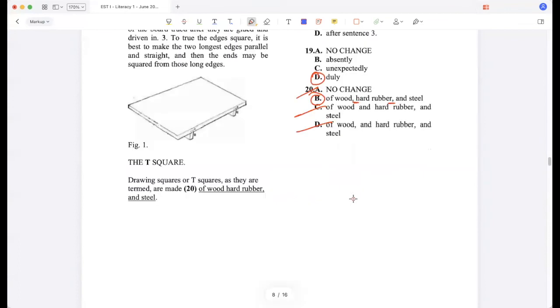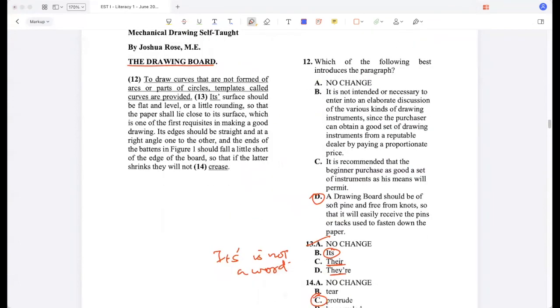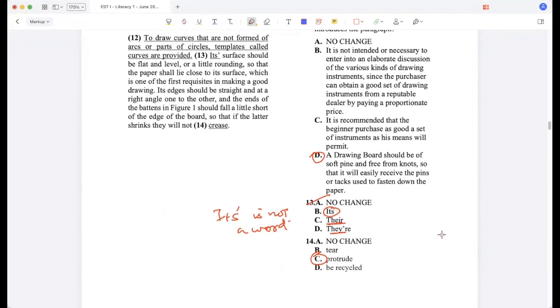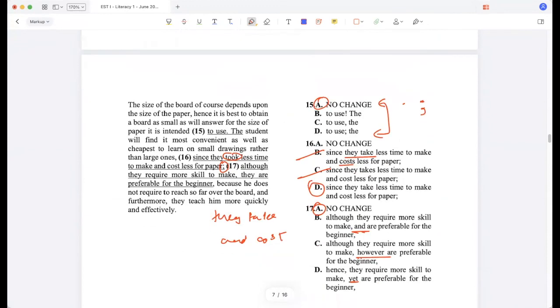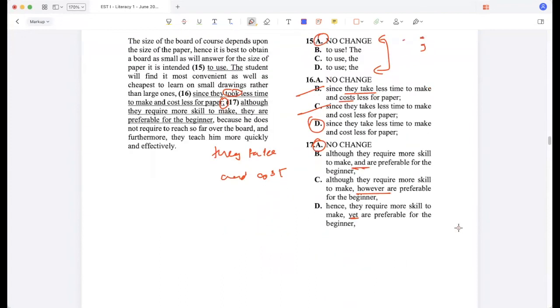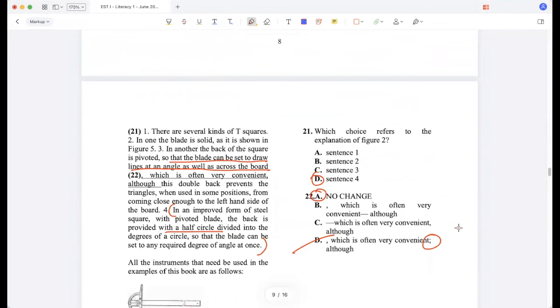Okay, let's see what answers they chose. Literacy 1. Okay. D, B, C, A, D. And 17. A, A, D, B, D, A. Okay.